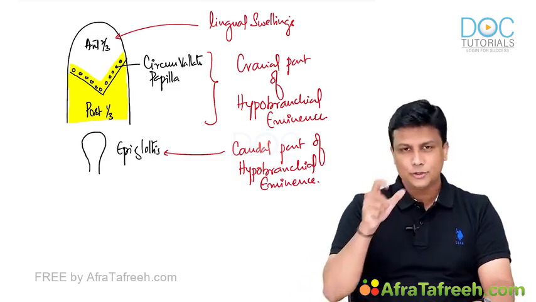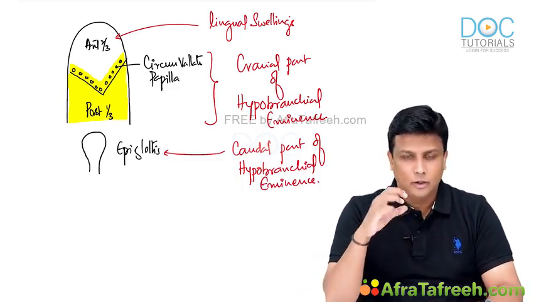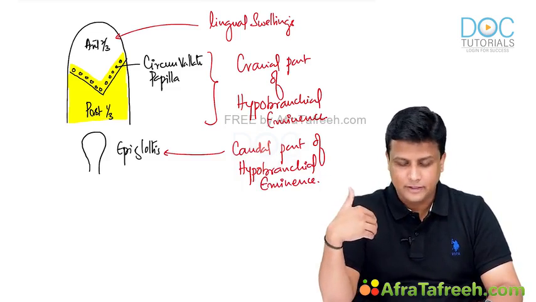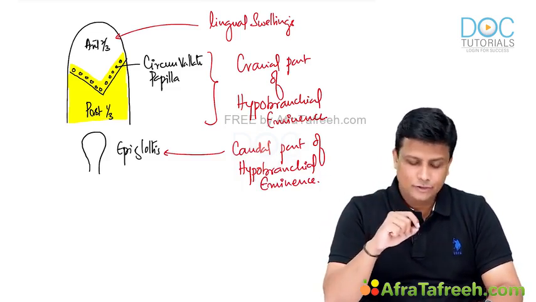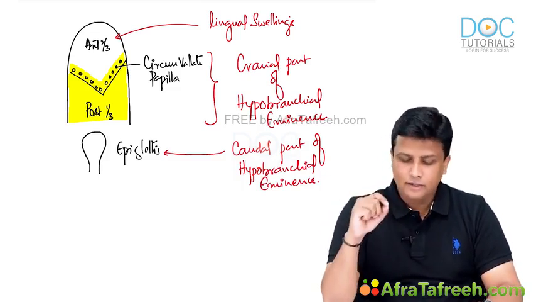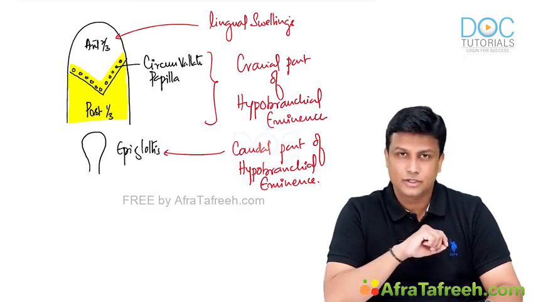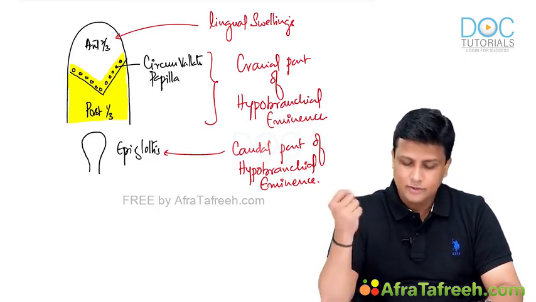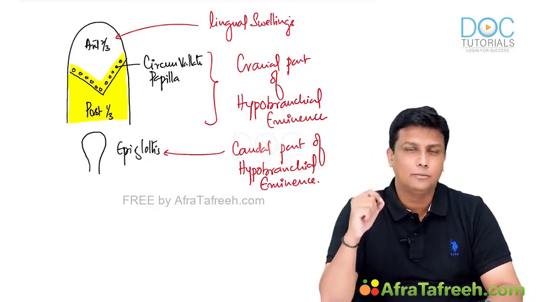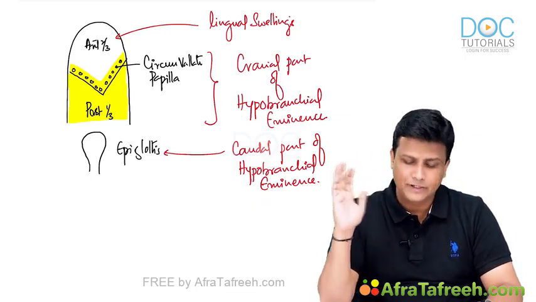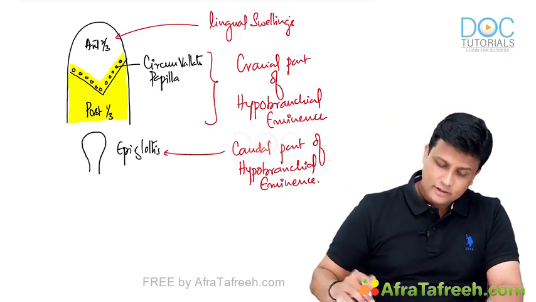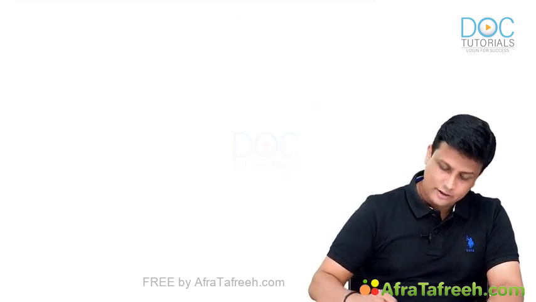Perfect. So all those structures that you are able to see in the middle there, all of them are derived from a particular part. So lingual swellings are going to form the anterior 2/3. The cranial part of the hypobranchial eminence is going to form the circumvallate papillae and the posterior 1/3. And the epiglottis is the one which is derived from the caudal part of hypobranchial eminence. Perfectly done.